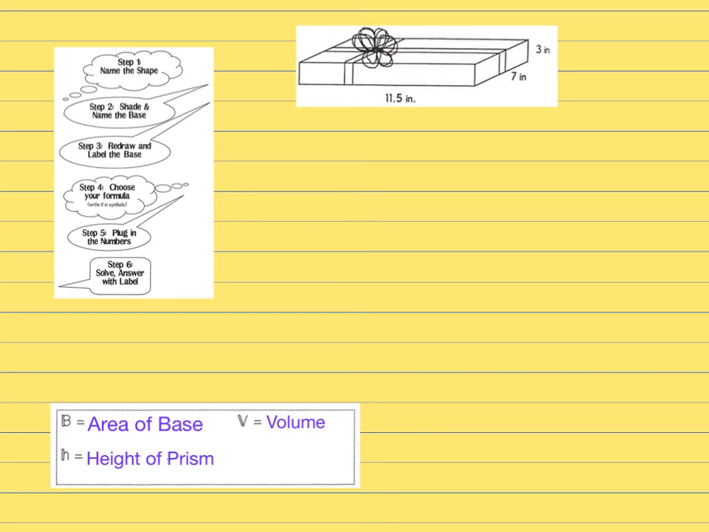The last shape we're going to look at is a present. So we have a box, and volume is just meaning how much could this box hold? How much things could I stuff inside it? This shape is rectangular, so the name is going to be a rectangular prism.